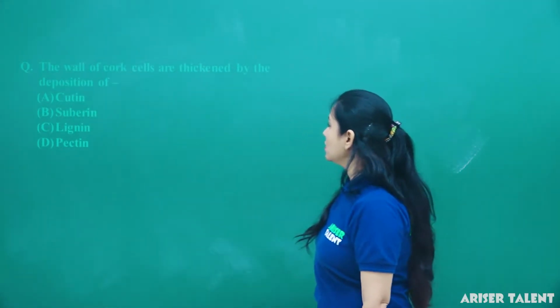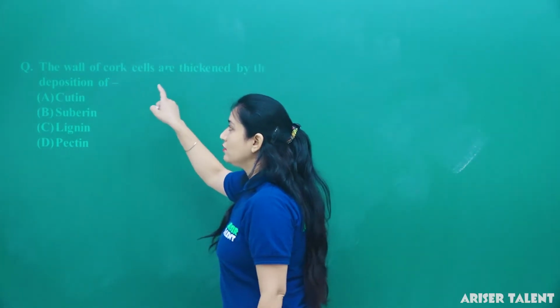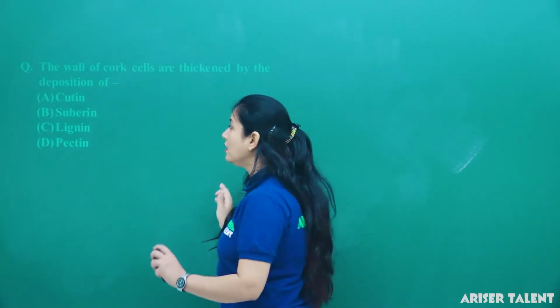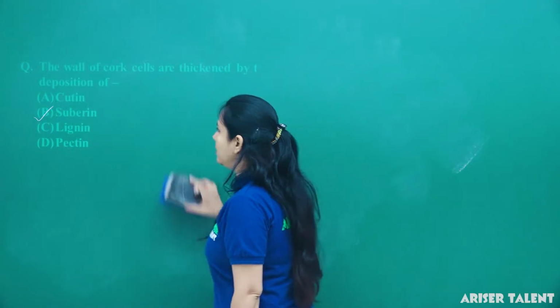The wall of cork cells is thickened by the deposition of what? If we talk about the wall of cork cells, then they get thick by the deposition of suberin. Okay, this is the correct answer, B.